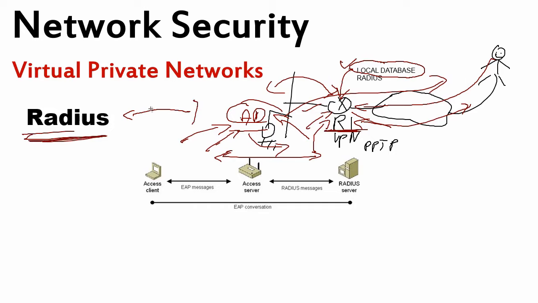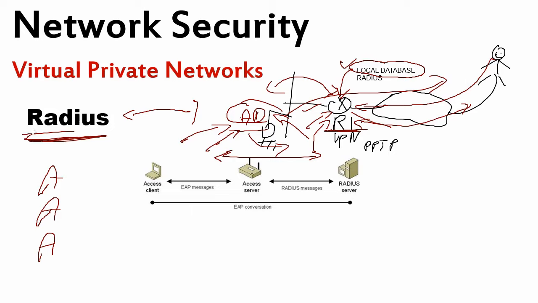RADIUS is a networking protocol that will allow us to provide centralized authentication, authorization, and accounting. It means I can tell you you have to have a valid password, I can specify what you can do, and I can check what you have been doing. Sometimes we call it AAA: authentication, authorization, and accounting. And it is a centralized solution.